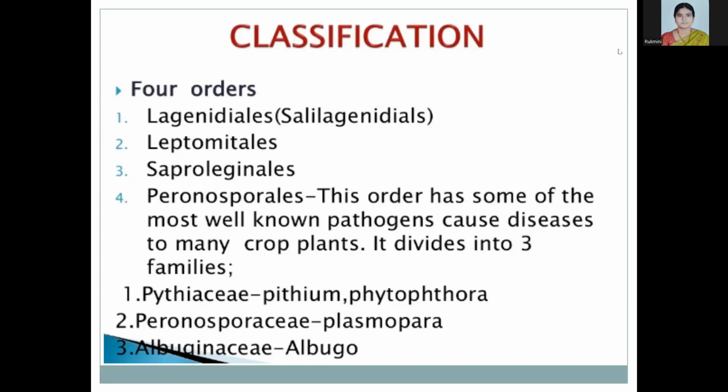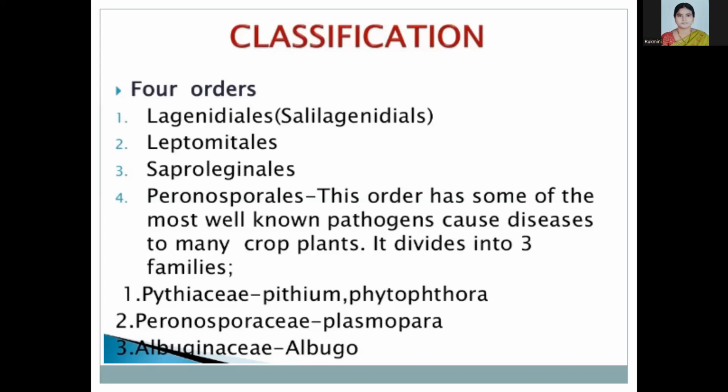Pythiaceae consists of 2 important genera. One is called Pythium and the other Phytophthora. Peronosporaceae comprises 1 genus that is called Plasmopara. Next, third one is Albuginaceae. This Albuginaceae consists of 1 genus that is called Albugo.